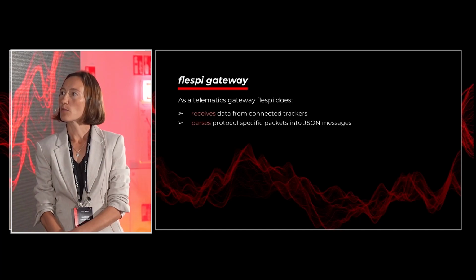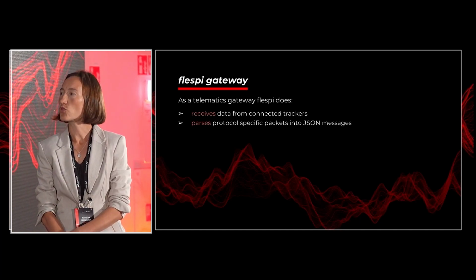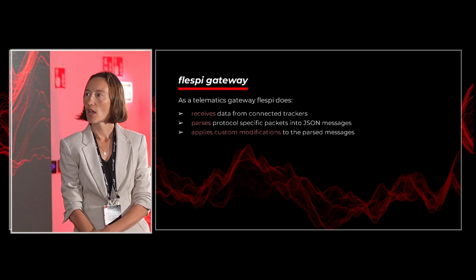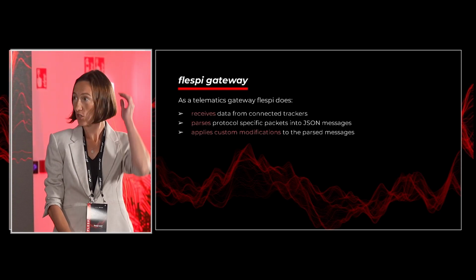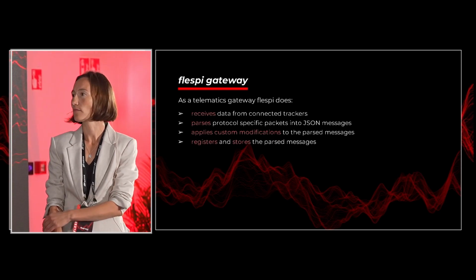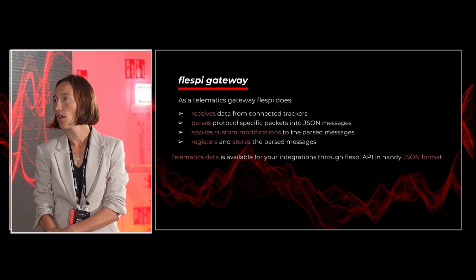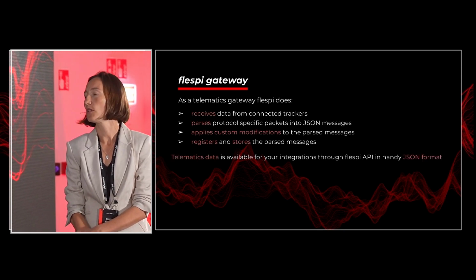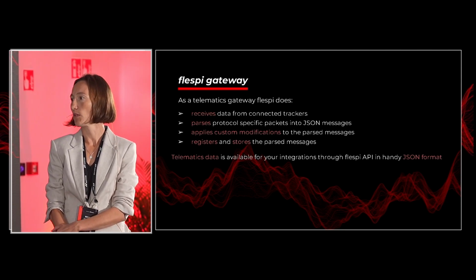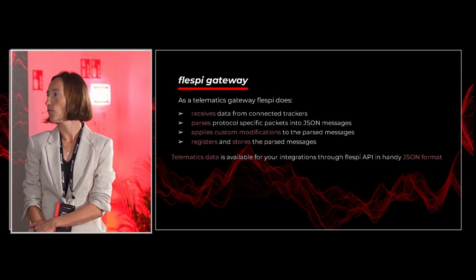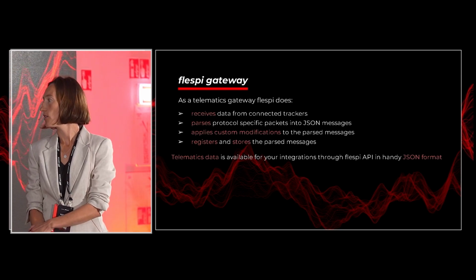It receives data from connected remote telematics devices, GPS trackers, parses protocol-specific packets into JSON messages, applies custom modifications to the parsed messages, and registers and stores the parsed messages. And as a result, you receive telematics data available for your integrations through flespi API in handy JSON format.